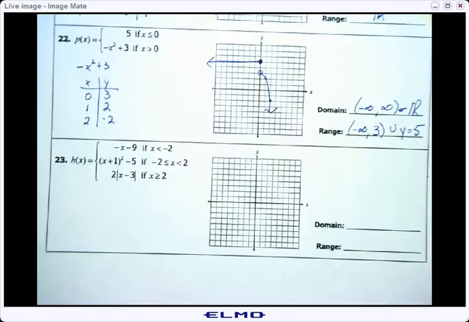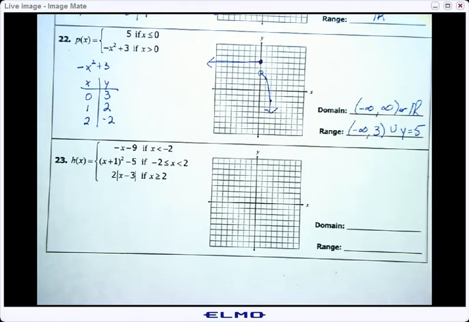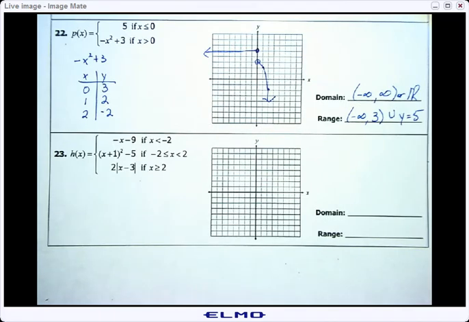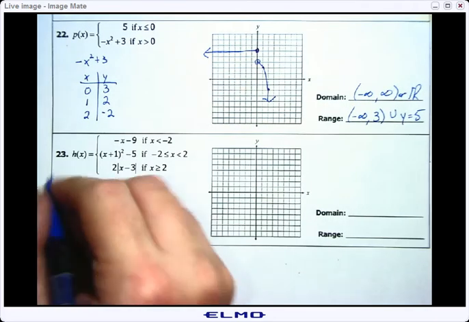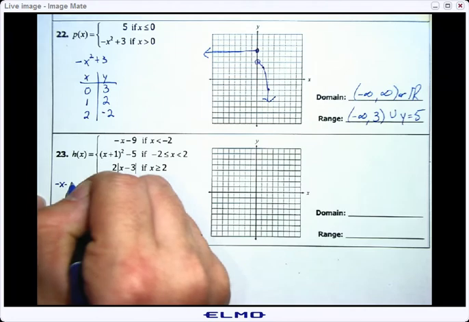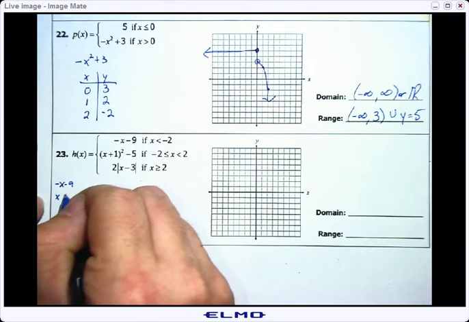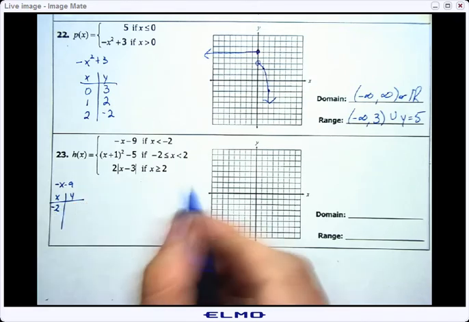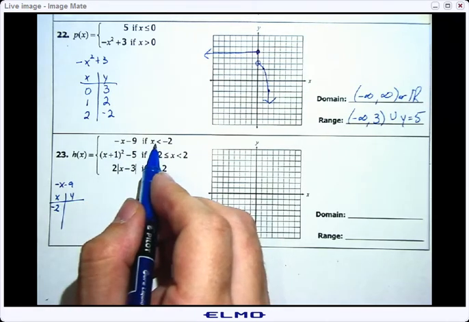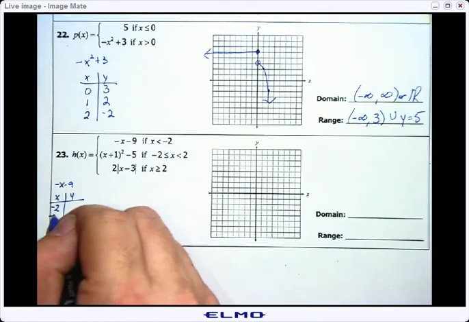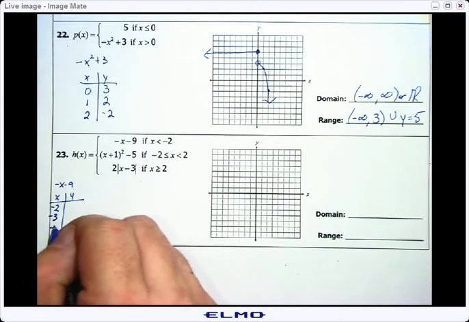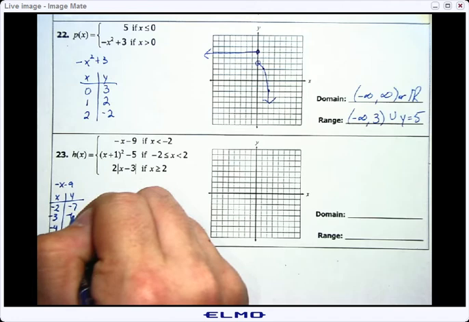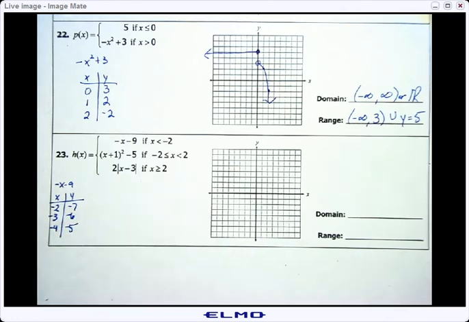All right, last one, number 23. So here I got 3 pieces, so we'll just be using 3 charts. Take the first one. I want to test at -2. This is when x is less than -2, so -3, -4. Plug those in, you're going to get -7, -6, -5.